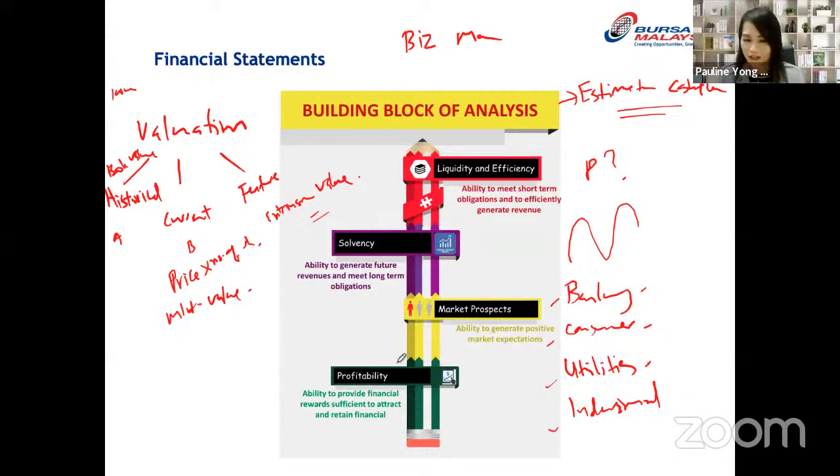Fintech is considered a growth industry. Technology is also growth, but in technology there are two parts: one is consumer tech and one is industrial. Which one? The consumer tech is better for you to analyze because it's consumer.